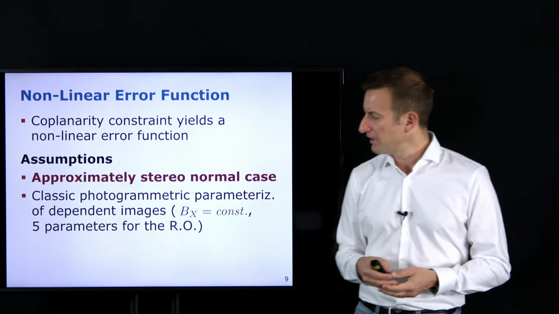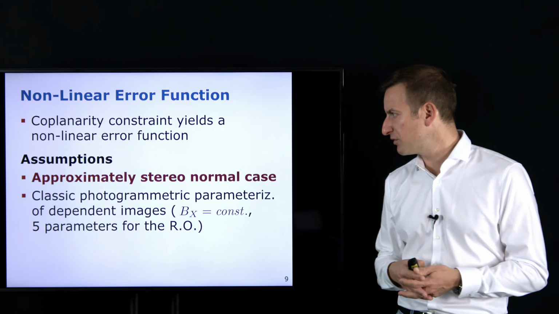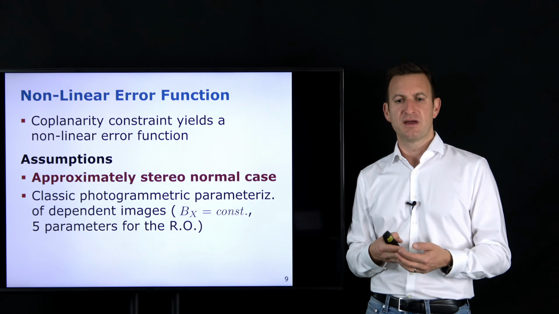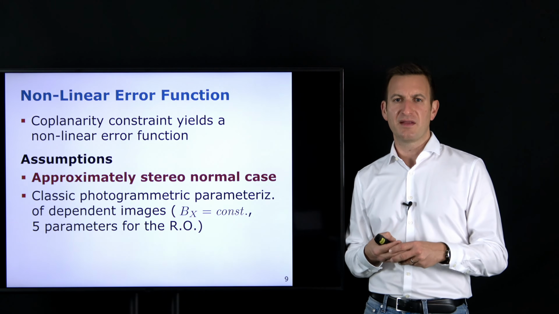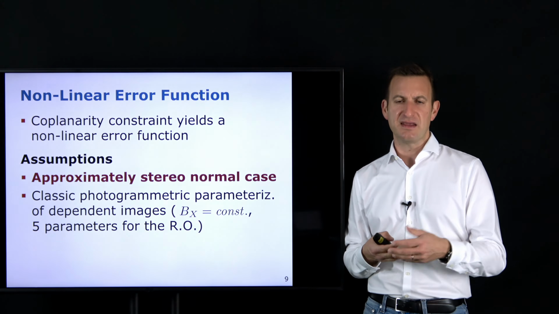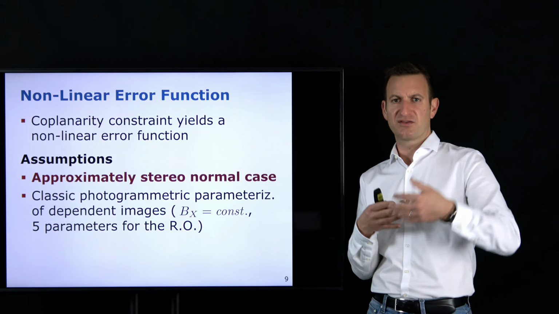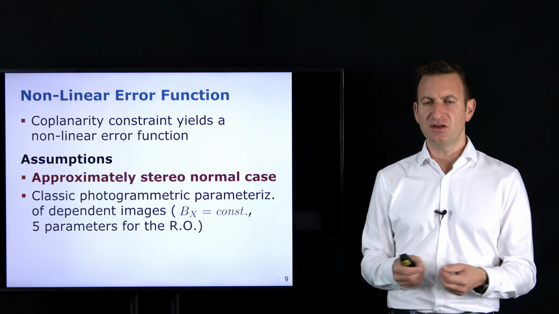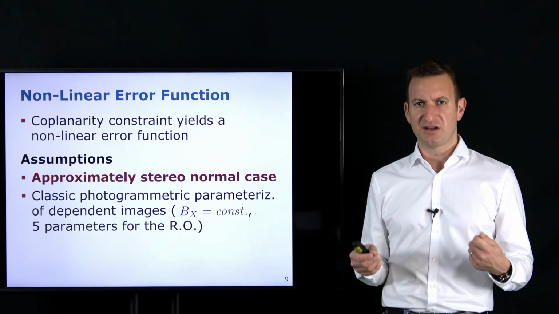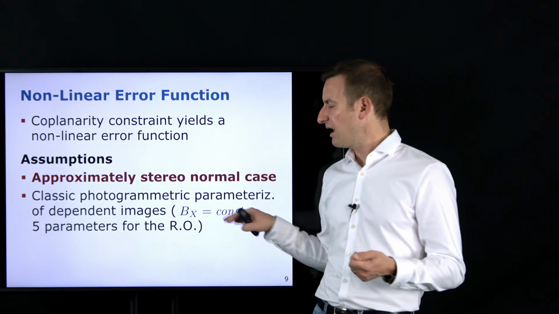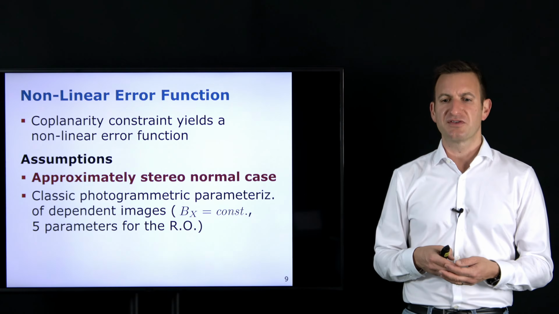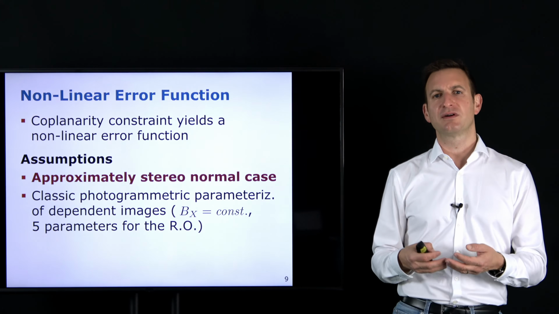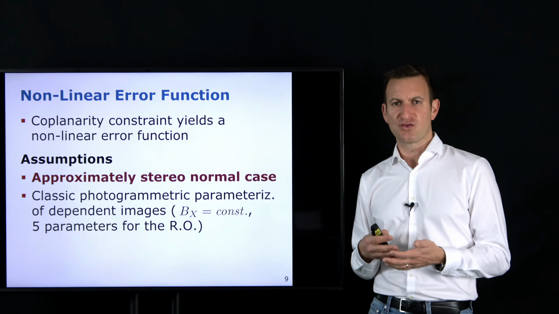And here, for the matter of the exercise, we are looking into the parameterization of dependent images, and we look into the classical photogrammetric parameterization. Again, here we assume that the baseline vector in the x direction is constant, so there's a constant offset in order to fix the scale ambiguity. So we're basically fixing it by setting an arbitrary value to it, by saying that bx must be a constant. As a result of this, we only have 5 degrees of freedom in our resulting relative orientation without having any constraints.